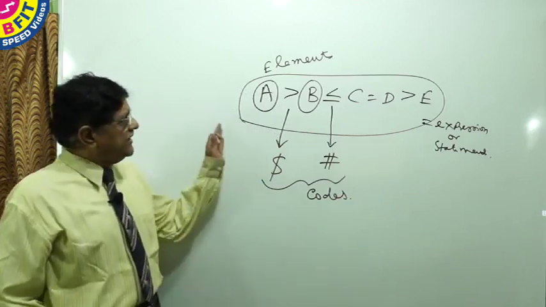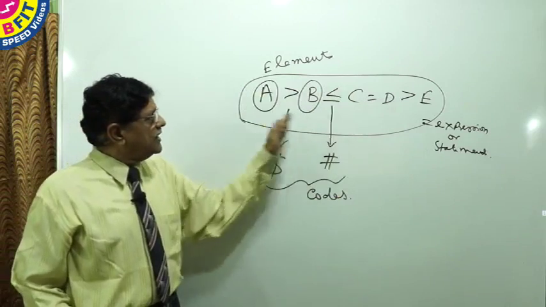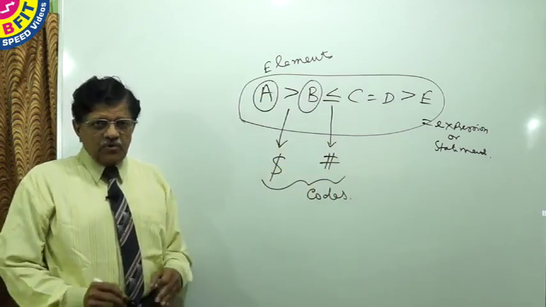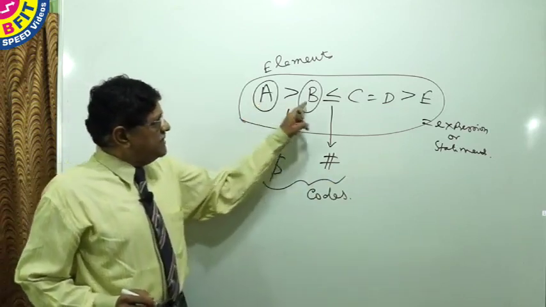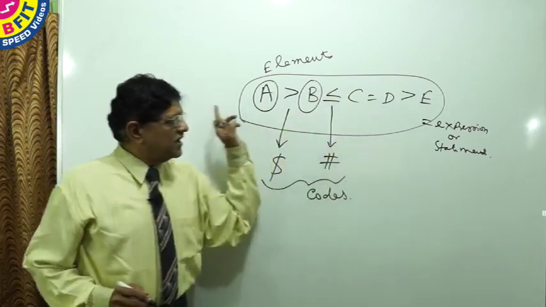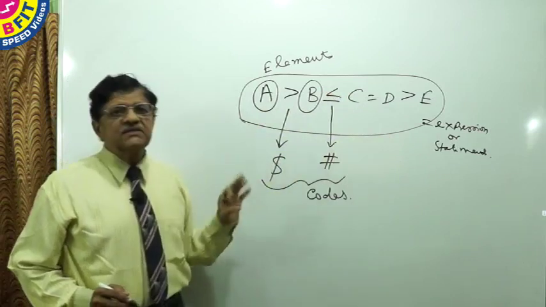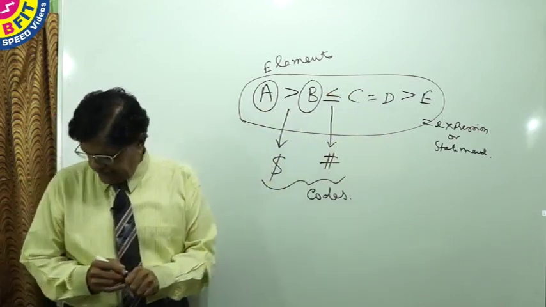Now we are asked to find out the relationship between A and E, or whenever they give you code, the whole expression is given in a code. So throughout this lesson, we follow the following terminology. A, B, C, D, E are called elements. The whole thing is called expression or statement. These are called codes. This terminology we shall follow.